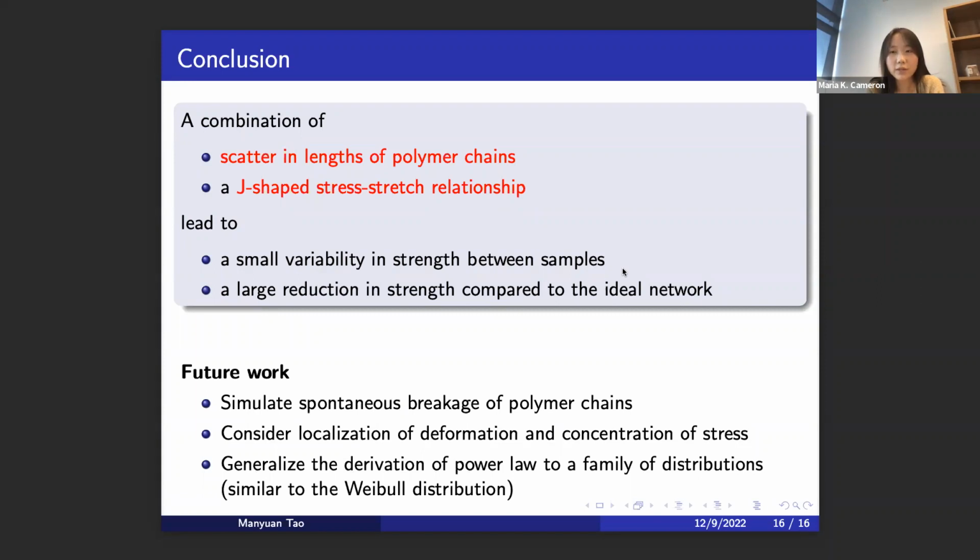Our future work includes the following directions. Currently, the 2 models do not account for spontaneous breakage of polymer chains, which we can include in our simulations later. Also, we can consider the localization of deformation and the concentration of stress in the polymer networks. In addition, we can further generalize our derivation of the power law to a family of distributions that are similar to the Weibull distribution.